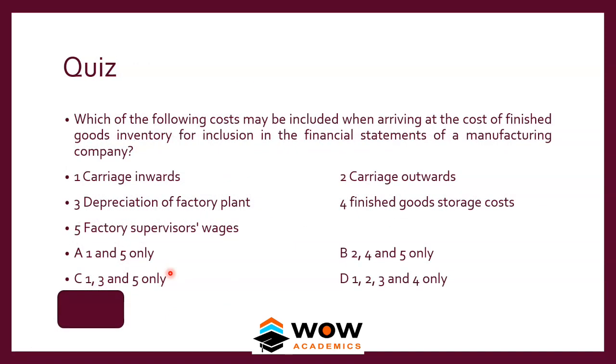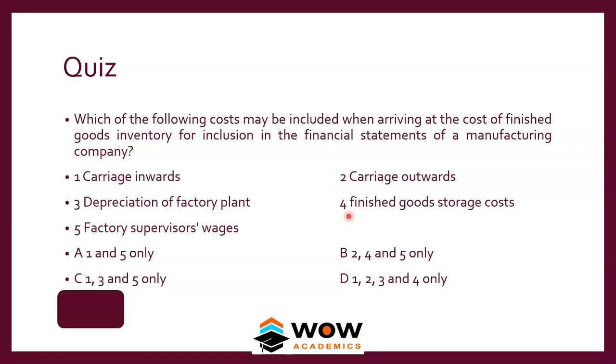So let's see this quiz. Which of the following costs may be included when arriving at the cost of finished goods inventory for inclusion in the financial statements of a manufacturing company? Carriage inwards we can include because we have to get the raw material from the supplier to our company. Carriage outward is carrying the goods outside of the company to our customer's place, so that we should not include. Depreciation of factory plant, that we can include because it helps in the production of the final product.